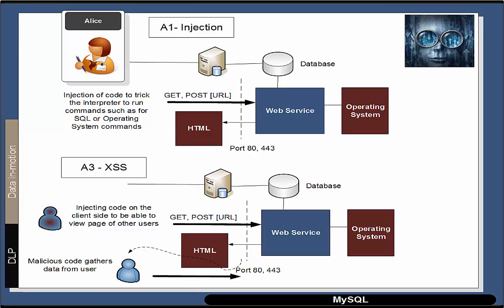With injection, what happens is that the intruder forces some sort of script into an interpreter. So we normally get an interpreter. The user posts or gets a URL to the web service. The web service is often linked to a database and also runs an operating system and returns back some HTML code to the user. So in this way, SQL or the commands themselves could be injected into the system to get access to privileged operating system calls or onto the database.